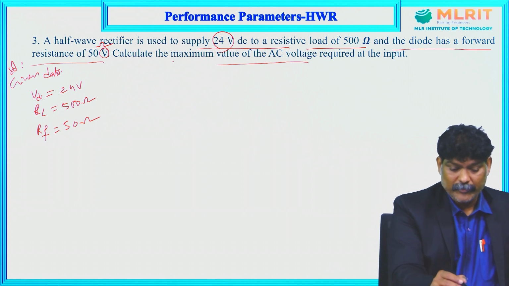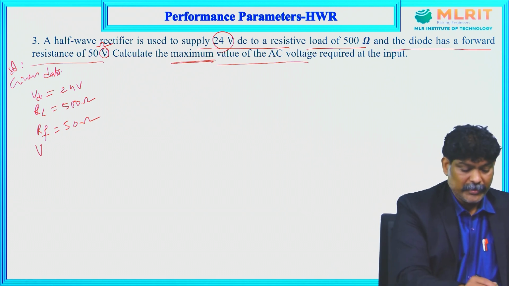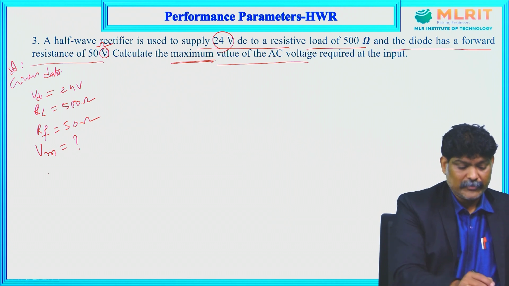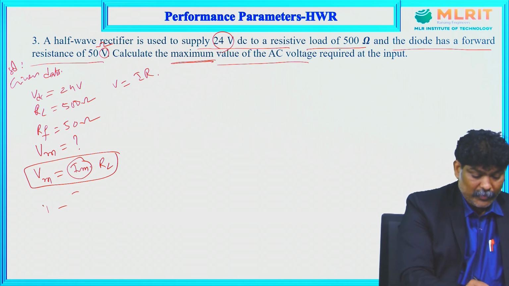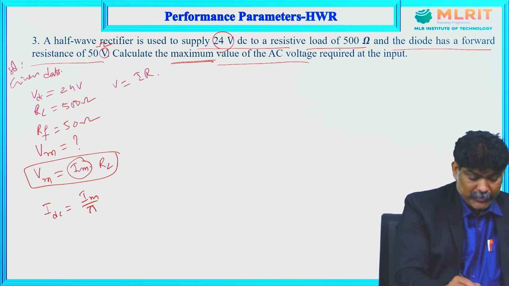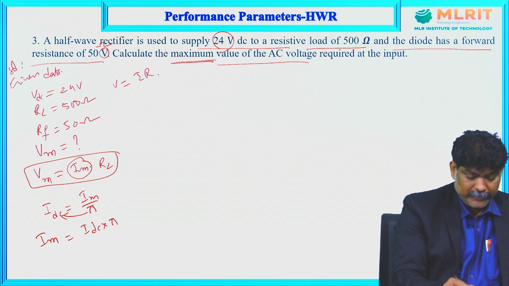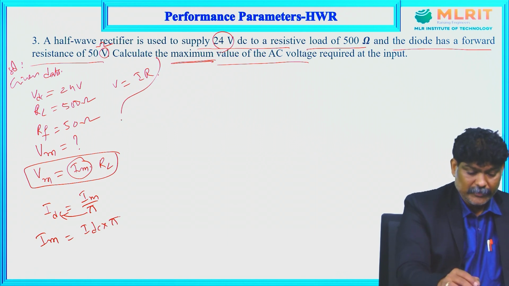So maximum AC voltage means what? We have to calculate VM. So actually what is the value of VM? We know V is equal to IR. So IM into RL, this is the actual formula. But we don't know IM. To calculate IM, we know the average DC current formula. IDC is equal to IM by pi. So from this formula, what is IM? If you take this pi this side, so IDC into pi. So what is IDC? We have to calculate here.